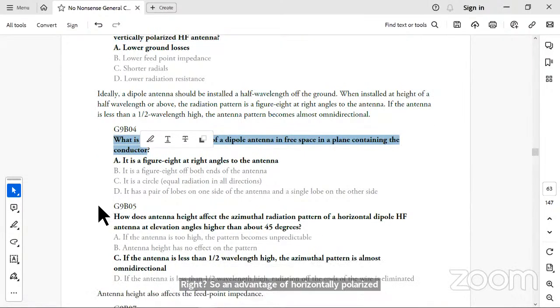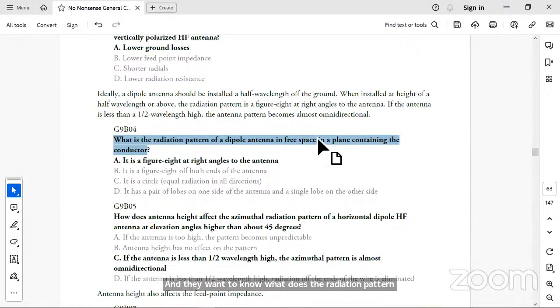Next question in the question pool: what is the radiation pattern of a dipole antenna in free space in a plane containing the conductor? Let's dissect this question a little bit, right? They try to complicate what the question sounds like. So they're asking us, what is the radiation pattern of the dipole antenna? Radiation pattern in free space in a plane containing the conductor. So all that simply means is that you have the dipole antenna mounted, and they want to know what the radiation pattern looks like.